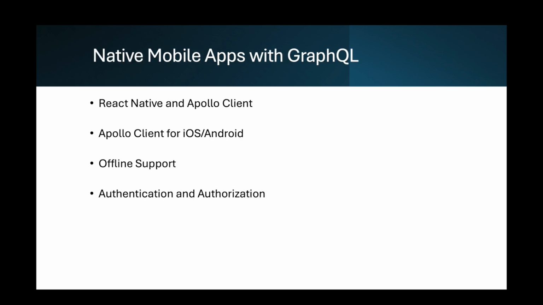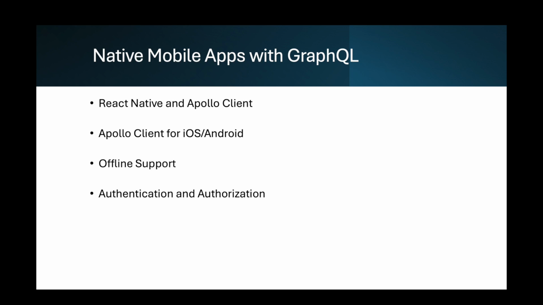How about native mobile apps with GraphQL? You can use React Native and Apollo Client. You can use React Native along with Apollo Client to build native mobile apps that consume GraphQL APIs and share code between web and mobile platforms. Next is Apollo Client for iOS and Android. You can integrate GraphQL APIs with native iOS and Android apps using Apollo Client support for iOS and Android platforms. How about offline support? Now you can implement offline support with GraphQL using tools like Apollo Client's offline persistence to allow users to interact with the app even when offline and sync data with the server later.